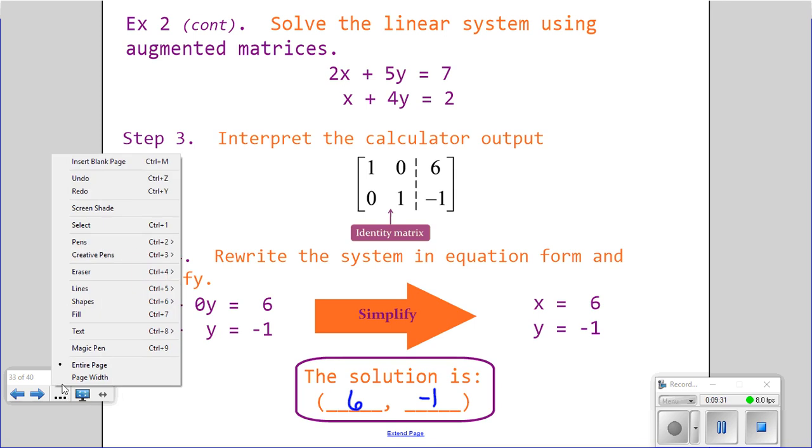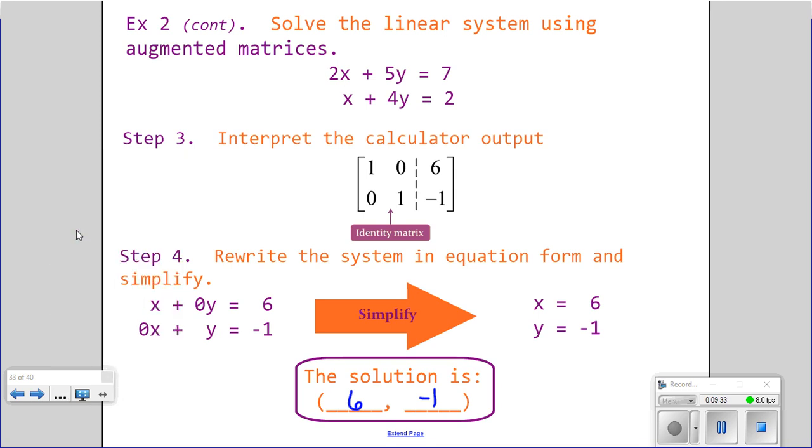Yes, it is that easy. Lifesaver, I know.